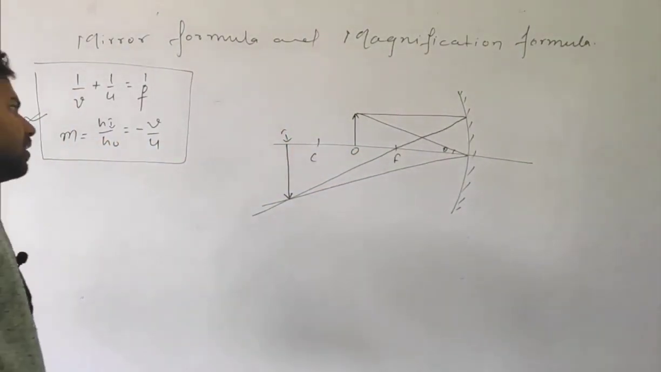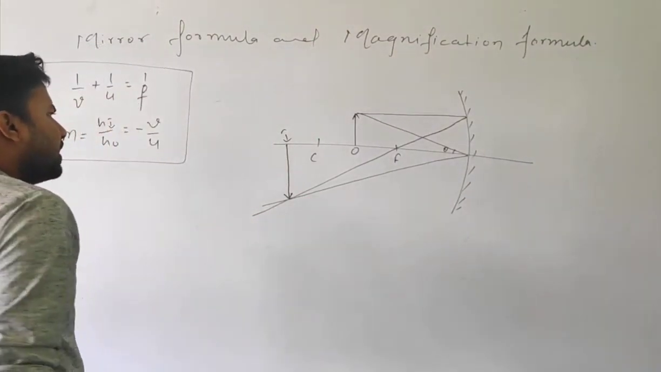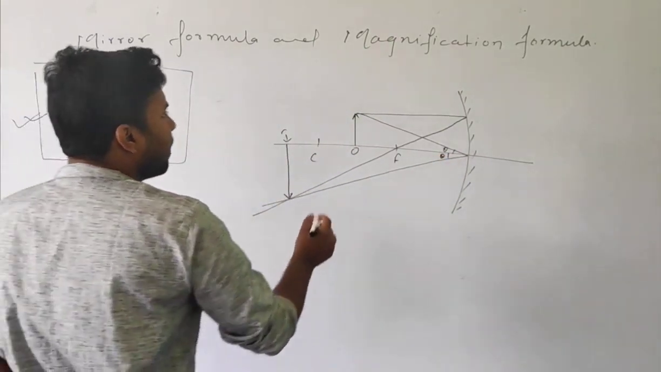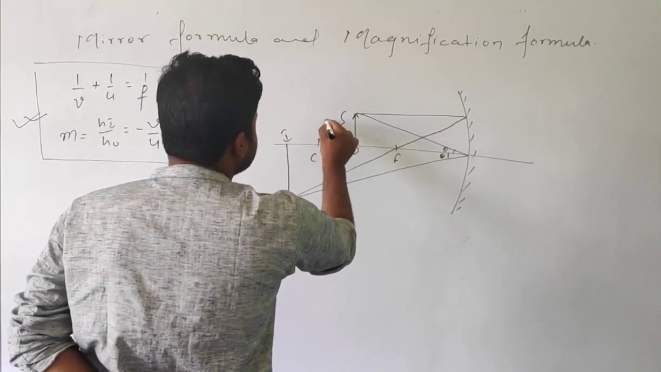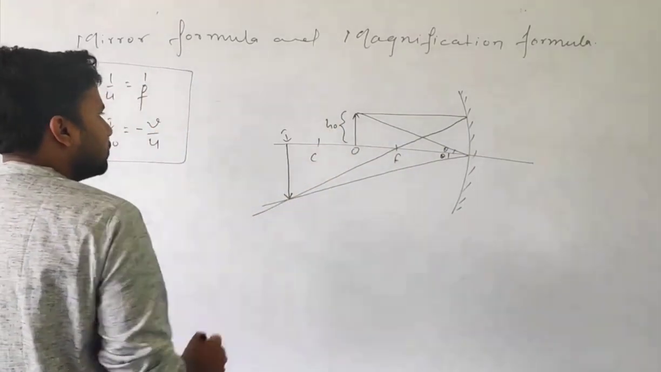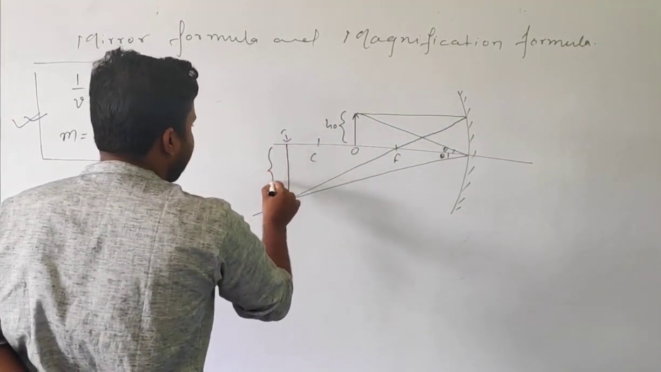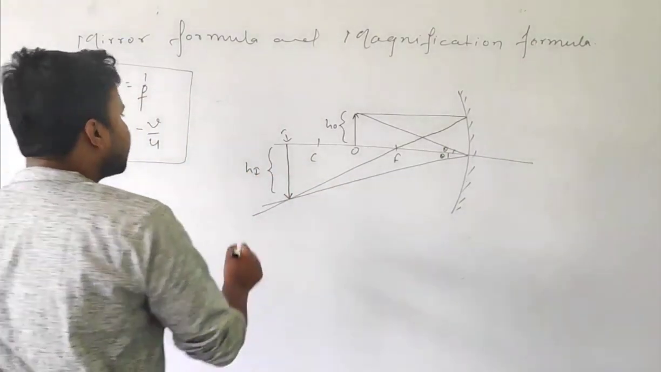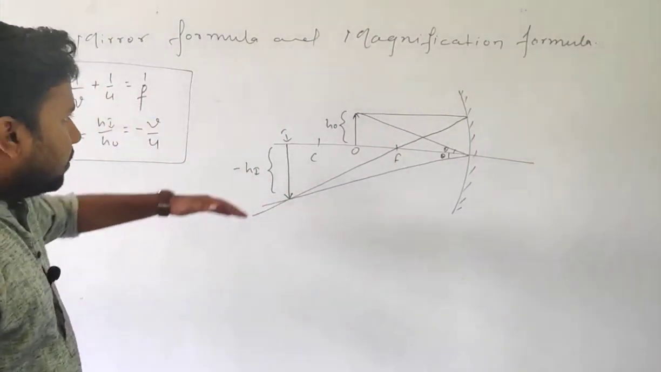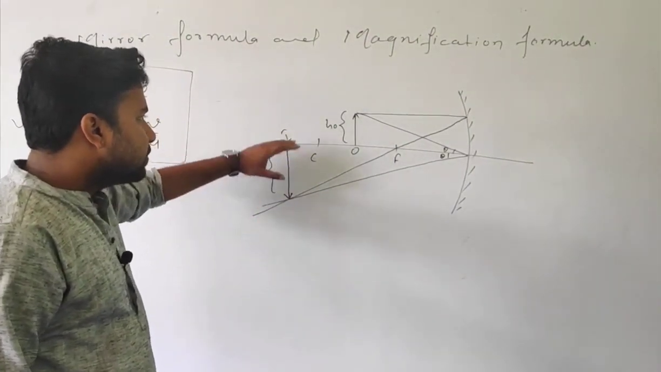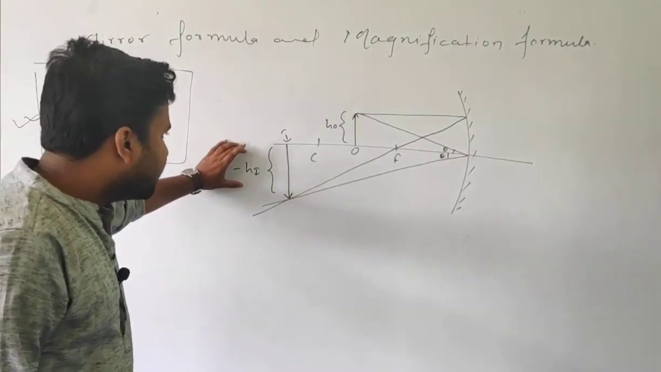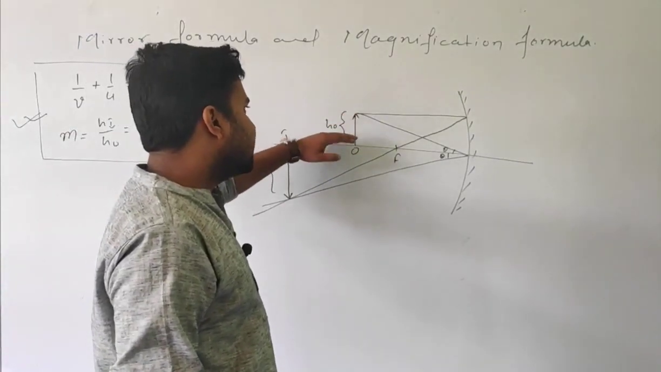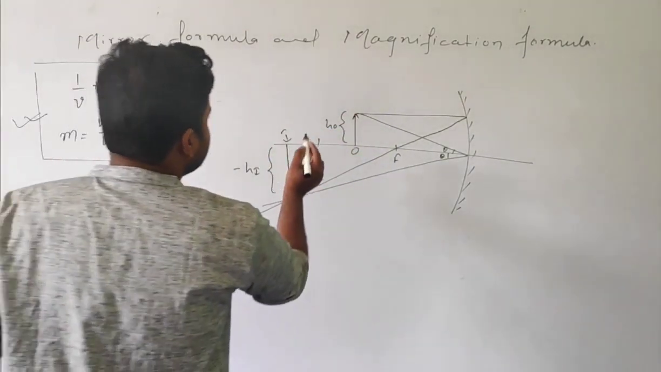So I am assuming this is the object and this one is the image. Now look at this. First I am defining the magnification formula. If this angle is theta, then this angle is also theta. Here this one is the height of object, HO, and this one is the height of image, HI. From sign convention, the image is forming below the principal axis, so the height of image is negative, and the object is above the principal axis, so it has a positive sign.